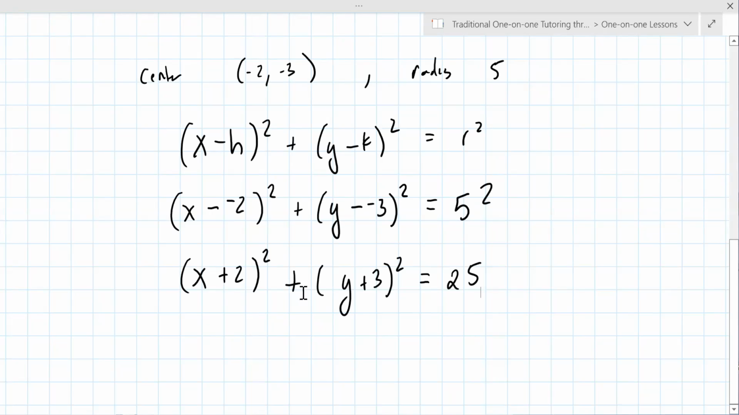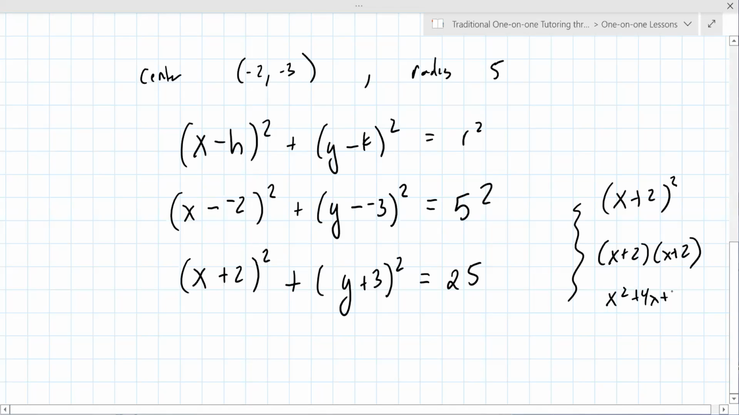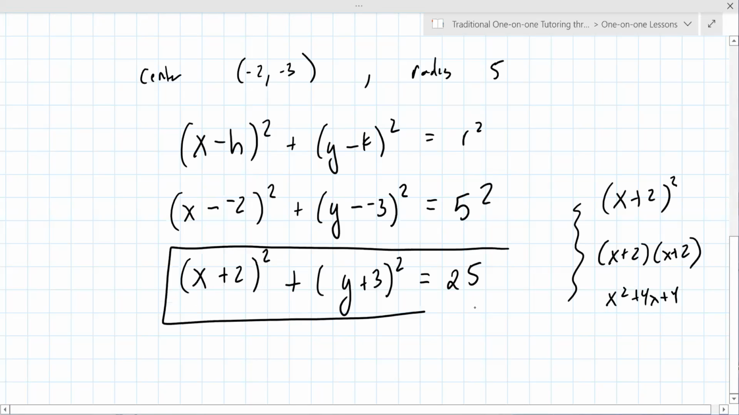But to answer your question, no, because off to the side here, x plus 2 squared means x plus 2 times x plus 2. So that's x squared plus 4x plus 4. But no, this is it. You're done right here. Keep it simple. (x plus 2) squared plus (y plus 3) squared.